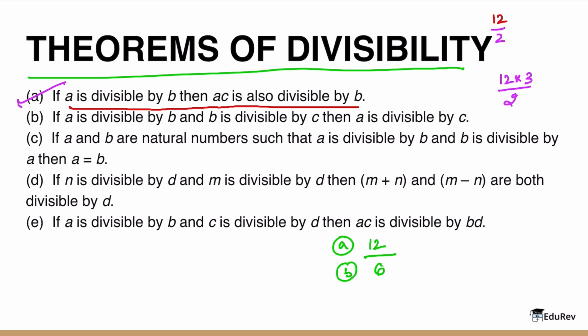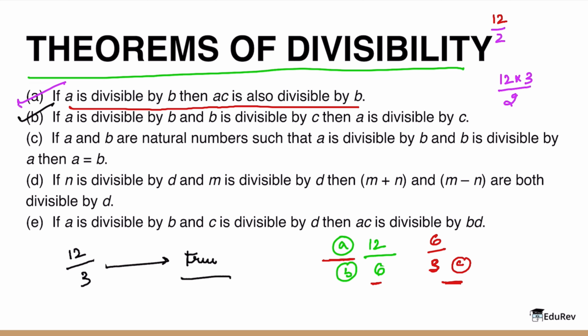Let's read it again. Okay, if A is divisible by B and B is divisible by C, so this is my B. Suppose I take C as 3. So this is my C. Okay, this is 3. So then they are saying then A is also divisible by C, and that is true here because what? 12 is actually divisible by 3. So this holds true here. Correct. So B is also true.